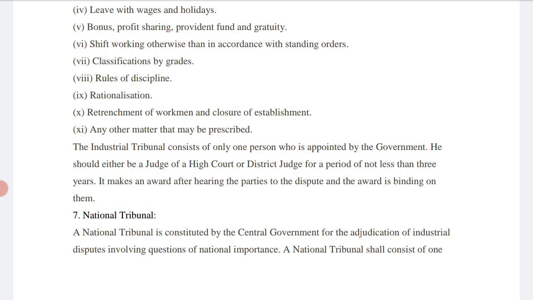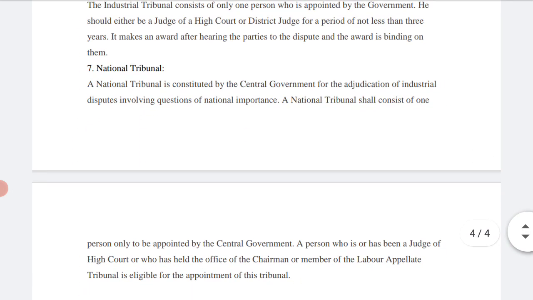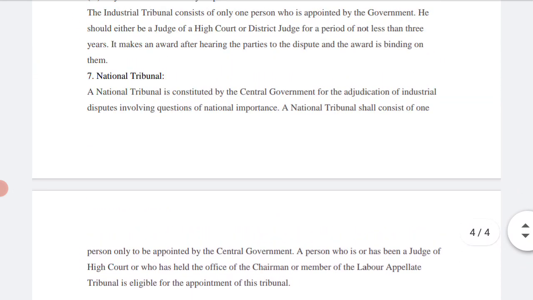Okay, then the National Tribunal. What is the National Tribunal? The National Tribunal is constituted by the central government for adjudication of industrial disputes involving questions of national importance. A national tribunal shall consist of one person only to be appointed by the central government. A person who is or has been a judge of a high court or who has held the office of the chairman or the member of the labor appellate tribunal is eligible for appointment to this tribunal.